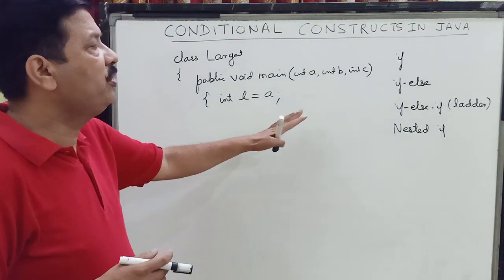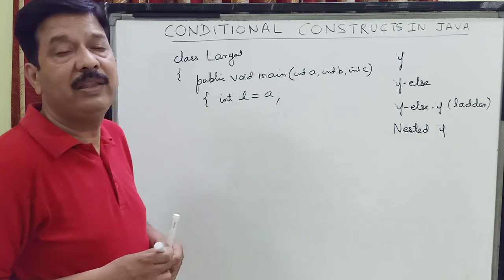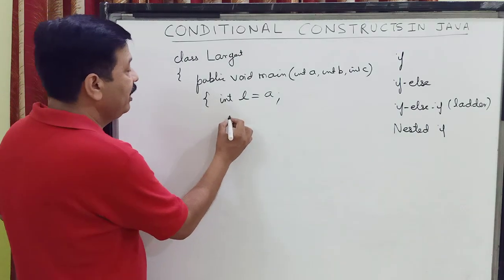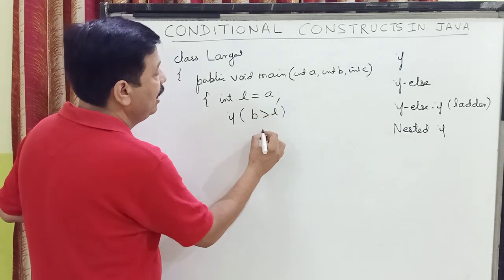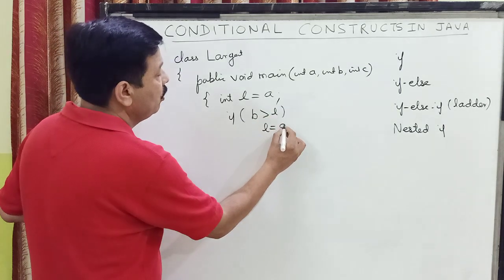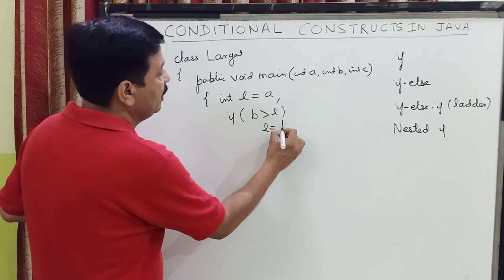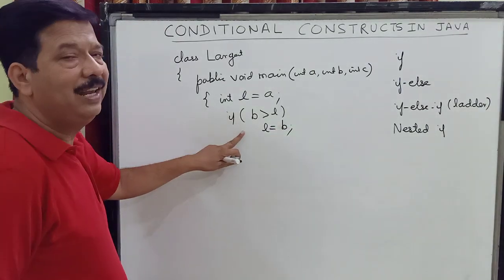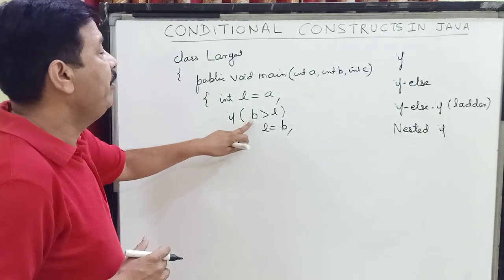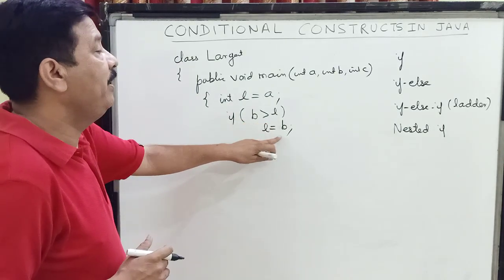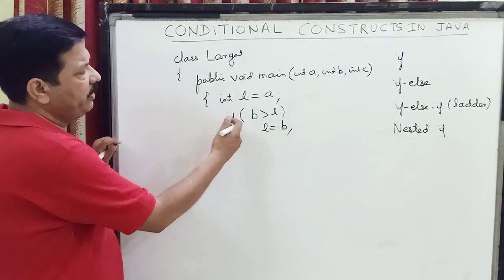Now children, I am going to check whether B or C is greater than this number also. So the next condition which I am going to check is: if B is greater than L, then I say L is equal to B. So I have used a single if statement. I have not used the other form of if, I have used single. If B is greater than L, then L is B. This statement is over.